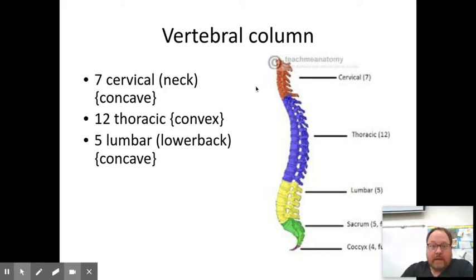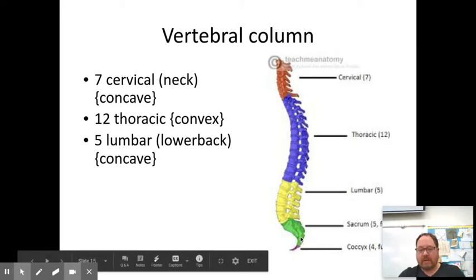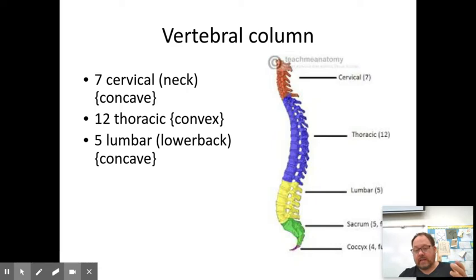The thoracic vertebrae connect to your ribs, and they form your thorax or your chest. And then the lumbar vertebrae are in the lower back. Those are real big, thick vertebrae that support a lot of the weight of the body. So you notice the vertebrae start off smaller and get bigger and bigger as you move down. And then at the base, we have the wedge of fused bone that connects to your pelvis.